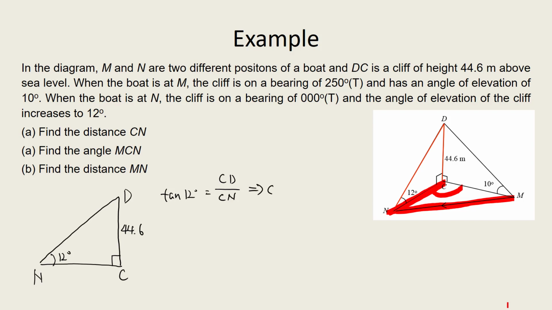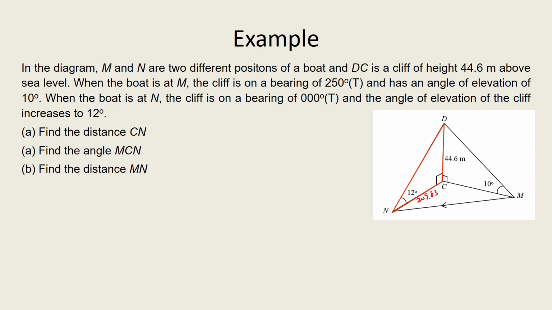I'll make CN the subject of this equation. CN will be equal to CD divided by tangent 12 degrees. We can then plug in the value for CD, that's 44.6. So you can press a calculator. The distance CN will be equal to 209.83 meters. You can leave your answer in 3SF, so 210 meters.